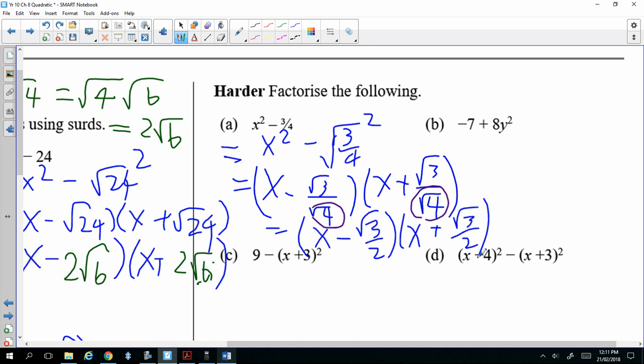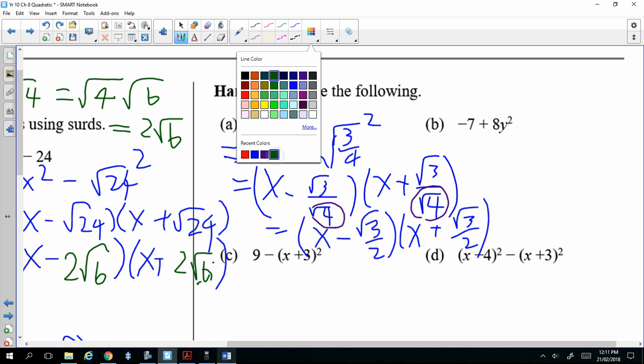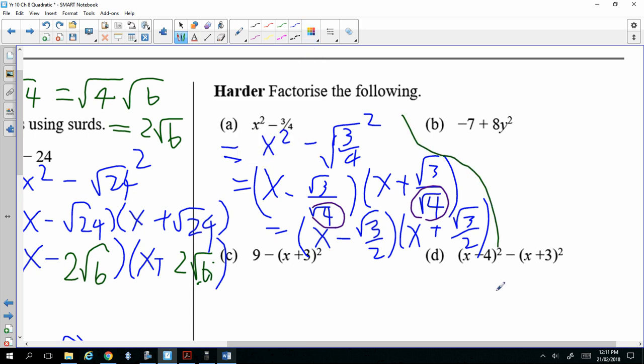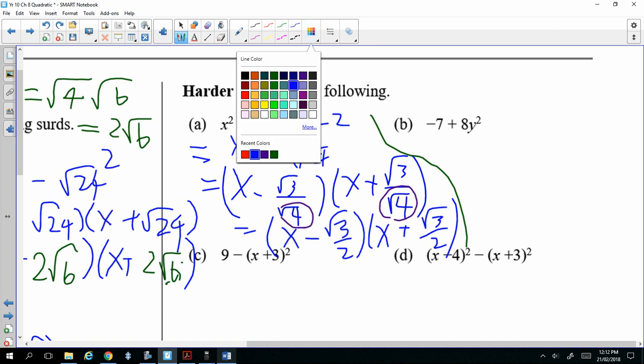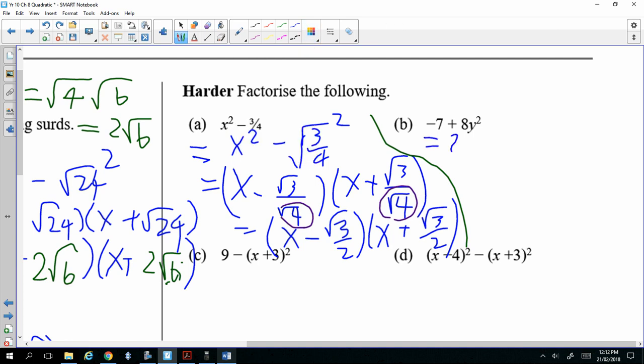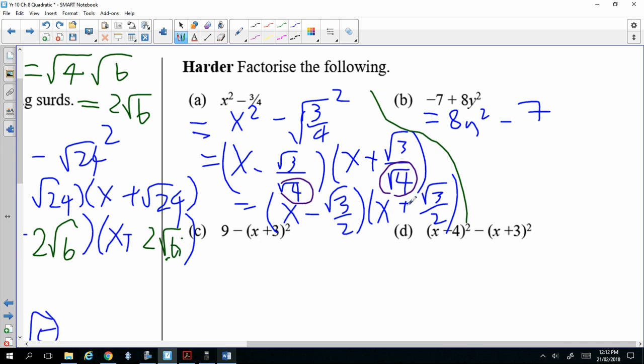All right, let's do the next one. What do we do with the next one? Let's move to the right. Okay. Notice that they wrote the negative term first. So all you have to do is just swap the order. 8y squared minus 7. But unlike the previous one, there is no common factor. I can't take out any common factor. So that means I have to write that as root 8y all squared, minus root 7 all squared.